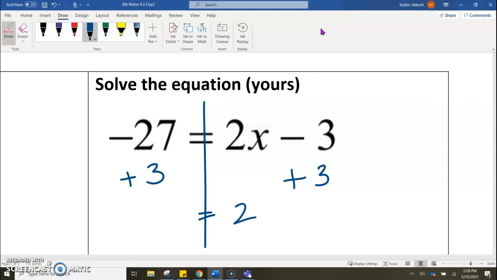You are left with 2x here and -27 plus a +3. You have different signs, so we're actually going to subtract them and then keep the sign of the bigger number. So 27 minus 3 is 24. And we keep the sign of the bigger number. Is 3 bigger or 27? 27 is bigger, so it's going to be a -24.